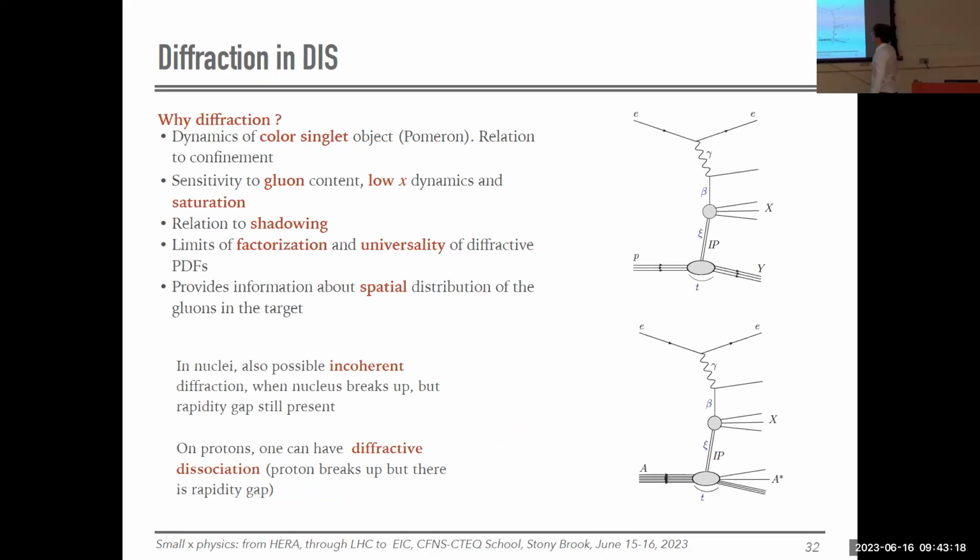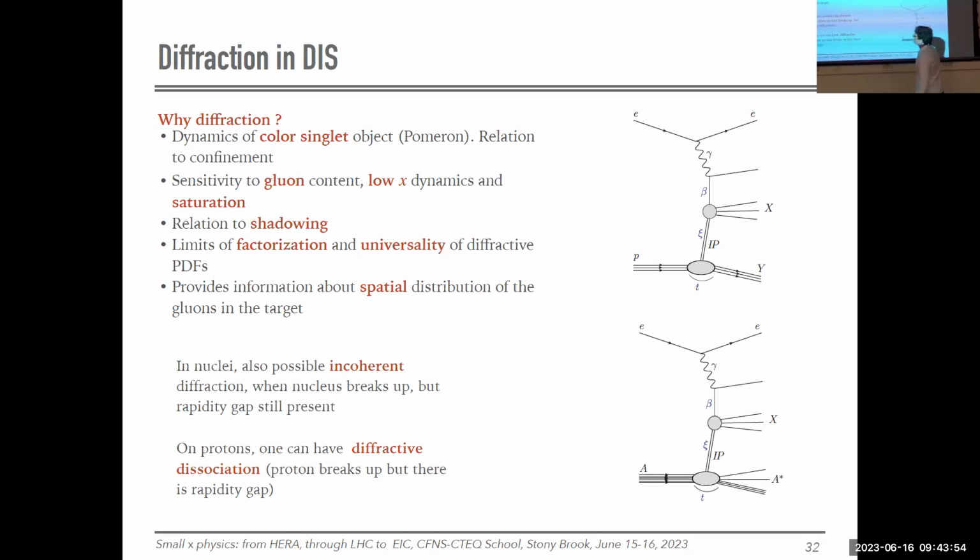Now, why it is interesting to look at diffraction is because, first of all, you need this color singlet here. And if this proton stays intact, then there must be some relation to confinement, right? Now, it's also dominated by gluons, and so it's very sensitive to gluons and low x dynamics and saturation. There are connections there. It's related to nuclear shadowing.